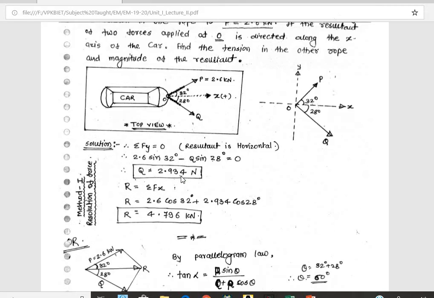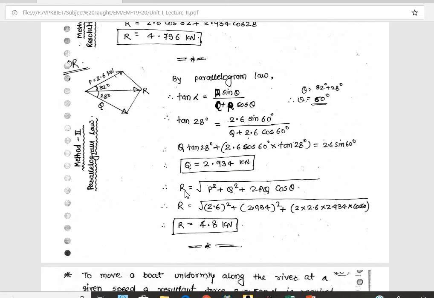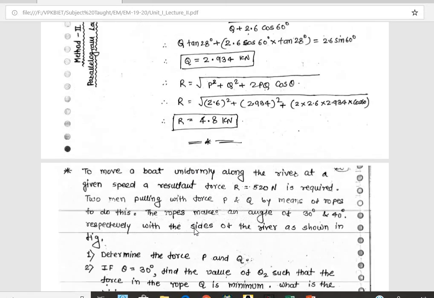The same problem you can also solve by using the law of parallelogram. Just form a parallelogram using the free body diagram concept, and use tan alpha is equal to Q sin theta divided by P plus Q cos theta. So it becomes tan 28, Q becomes 2.934 kilonewton, and R is equal to square root of P square plus Q square plus 2PQ cos theta. So R comes out to be 4.8 kilonewton. So this way you have to solve the numericals.